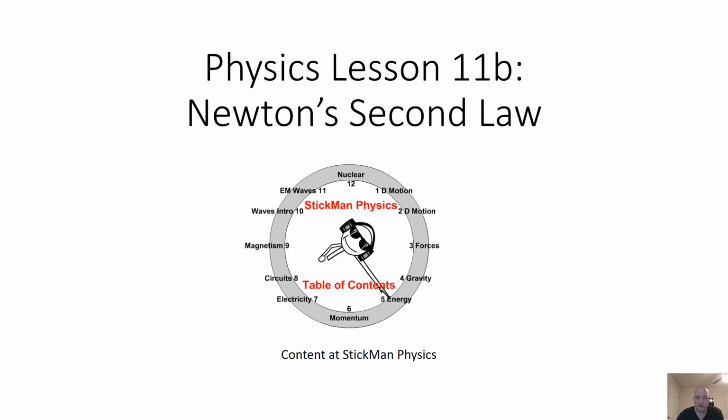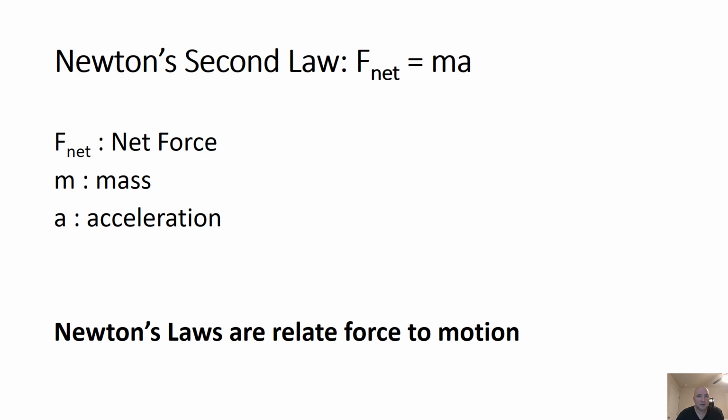Second law a little closer, F equals ma, and learn how to do a little bit of the math. So here's your equation, Fnet equals ma. We're going to start by looking at what Fnet is, and then we'll get into some different equations where we tie Fnet to acceleration and acceleration back to the 1D motion equations. Fnet equals net force, m equals mass, a equals acceleration, and all of Newton's laws of motion relate force to motion.